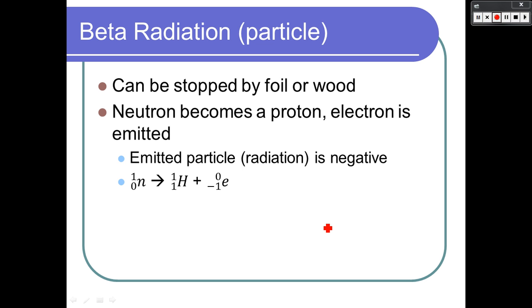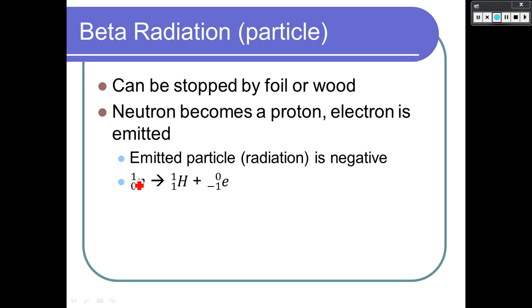This then is kind of what the process of beta radiation looks like. So we've got a neutron. The N is for neutron. We're going to put a 0 here because there are no protons in a neutron. But this number, remember, is the mass number. It's protons plus neutrons. And so there's 1.